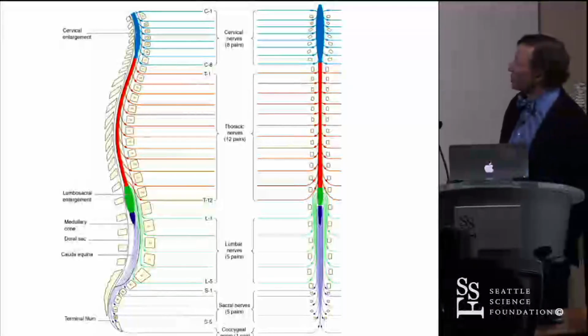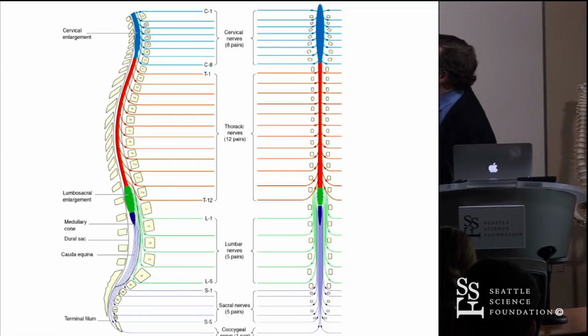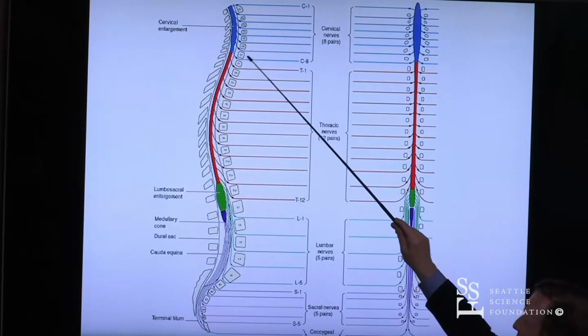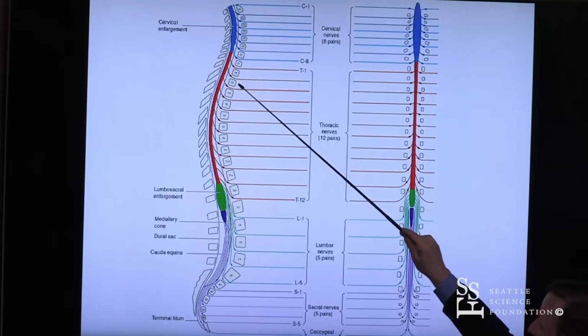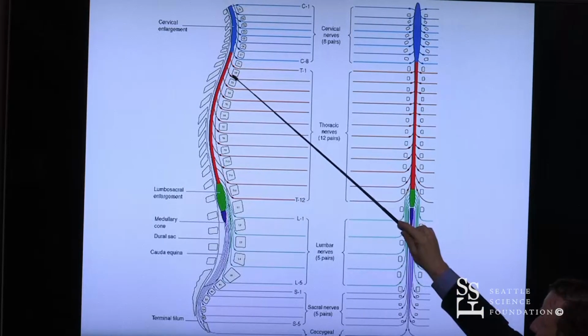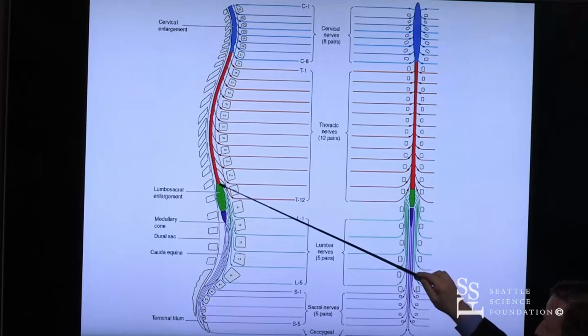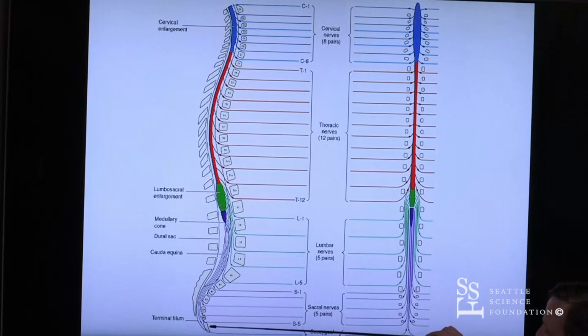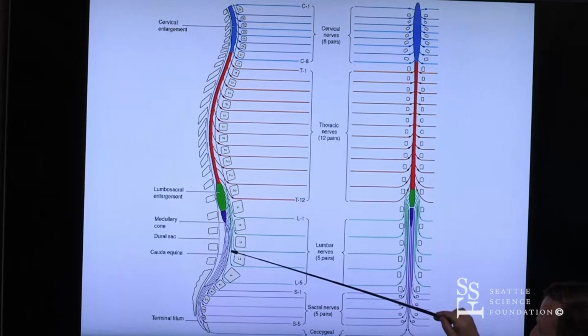So we also said that the cervical spinal cord gives off 8 cervical nerves, but there are only 7 cervical vertebrae, and then everyone else is aligned. So there are 12 thoracic vertebrae and 12 thoracic nerves. There's 5 lumbar vertebrae, 5 sacral vertebrae, and there's therefore 5 lumbar nerves and 5 sacral nerves, and 1 coccygeal nerve.